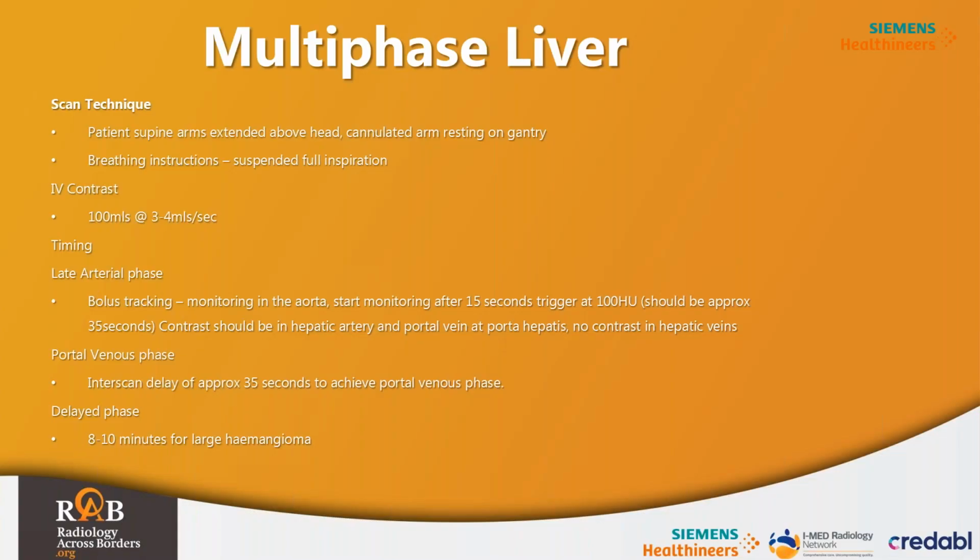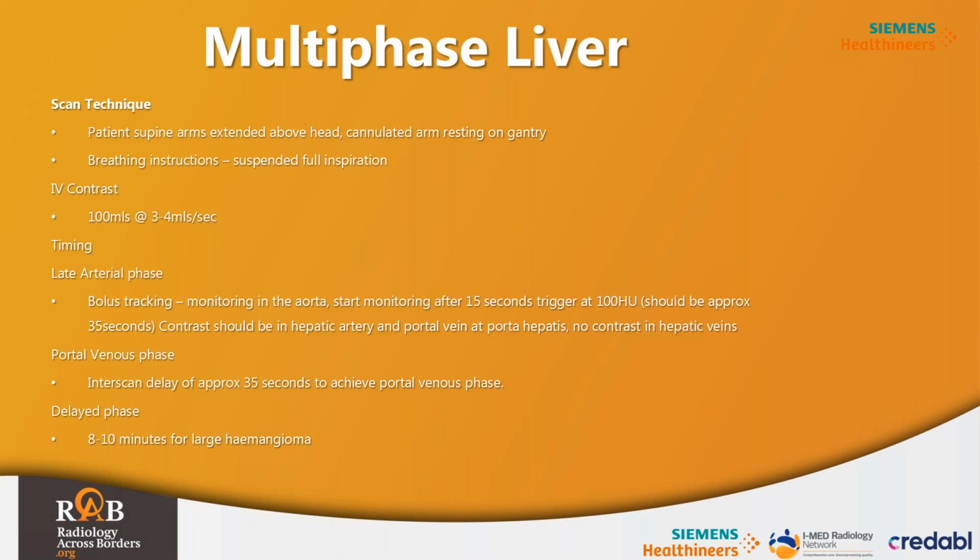So looking at the multi-phase liver, some clinical indications we could have are abnormal liver function test, hemangioma, metastases, and the list goes on. So looking at the scan technique again, patient supine, arms above head, suspended full inspiration. IV contrast, we're going to go for 100 mils at 3 to 4 mils a second.